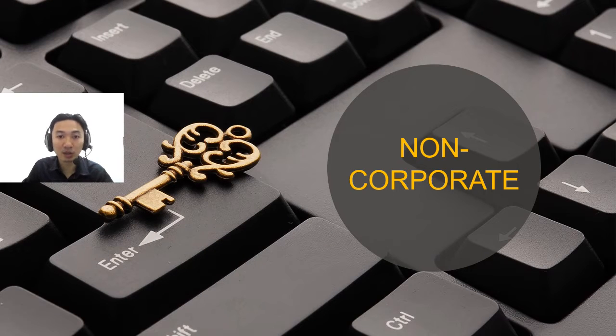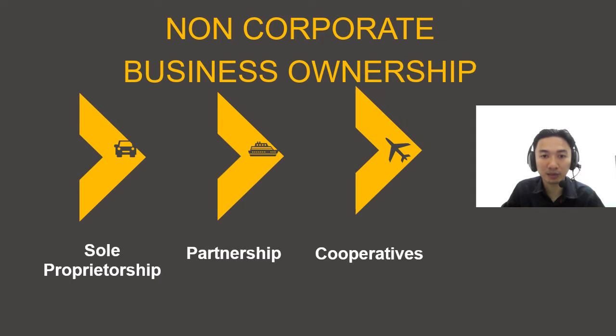The first one is non-corporate. Non-corporate can be split into sole proprietorship, partnership, and cooperative. Here you can see there are sole proprietorship, partnership, and cooperative. Our focus for today is actually on sole proprietorship and partnership only. This is where the advantages and disadvantages will come in. Cooperative is for our additional information.